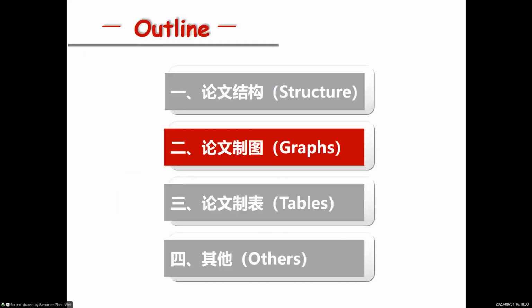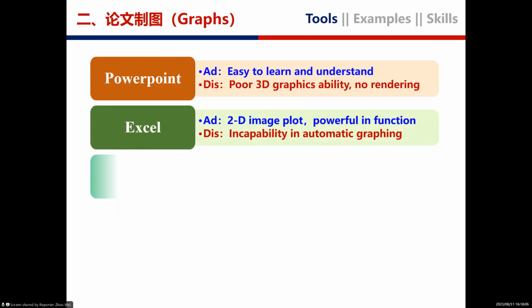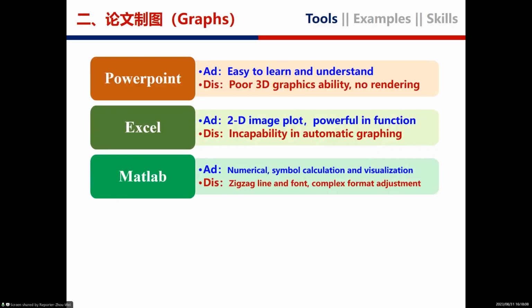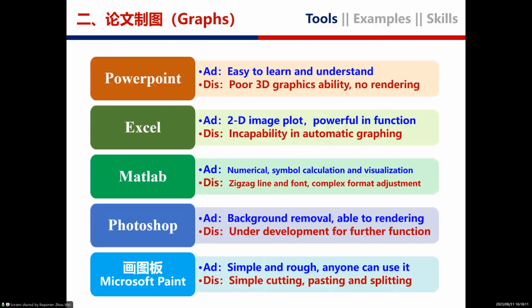Next, I will present the second part, the graphing. Here I listed 5 different graphing tools: PowerPoint, Excel, MATLAB, Photoshop, and Microsoft Paint. However, the 5 tools are not overall graphing tools, especially for professional players. Each tool has advantages and disadvantages here. I abbreviate them as AD and DIS.